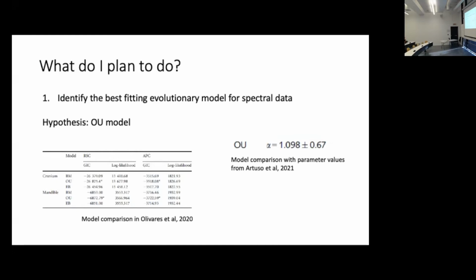These are two examples of using morphometric data where they identified the OU model as the best fit model. And in the example on the right, they report the alpha, or strength of selection, which is actually a fairly small number. So there's pretty weak selection in their morphometric data set. And so yes, we hypothesize that the OU model will be best for the spectral data as well.